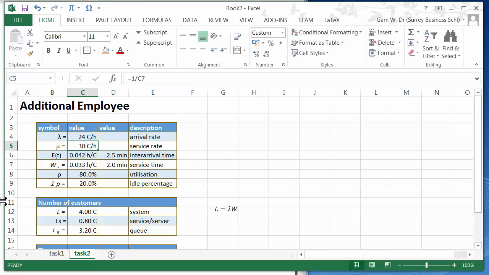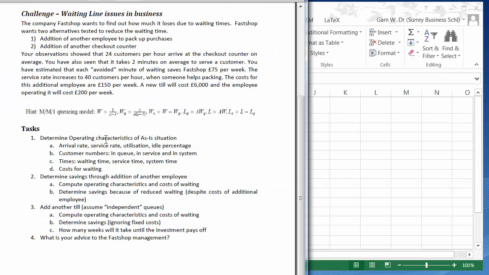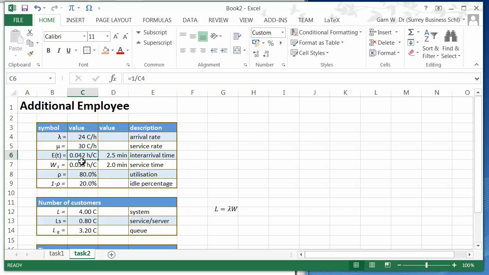What we have figured out, if we have an additional employee, the service rate increases to 40 customers per hour. So I'm going to change now that cell to 40 customers per hour, which means our service time should have changed. It did not change because previously we were given the 2 minutes and now it's 40 customers per hour.